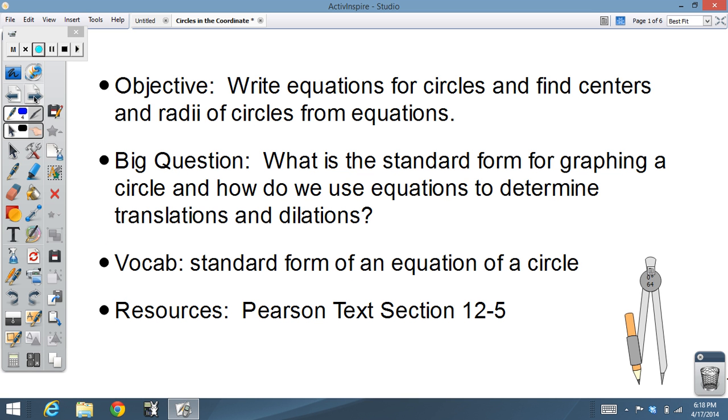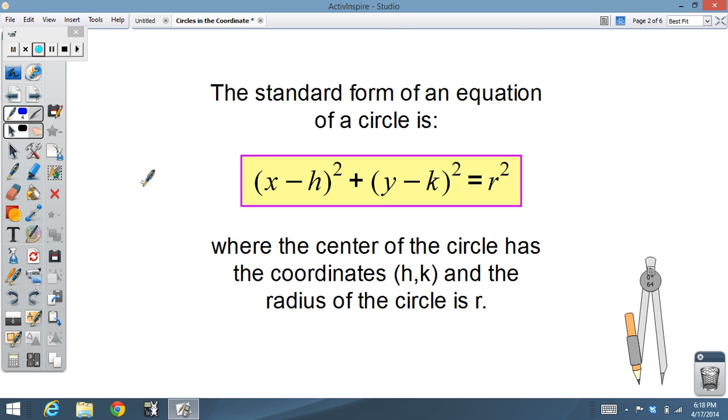All right, so our vocab is the standard form for an equation for a circle. Section 12.5, do the vocab again right away. Standard form for the equation for a circle, bam, there it is. (x - h)² + (y - k)² = r². Nice and simple there, right? What it means: (h, k) is the coordinate pair, x and y, for the center of the circle. So those numbers will go in right here for h, right there for k, x coordinate here, y coordinate there. r is the radius of the circle.